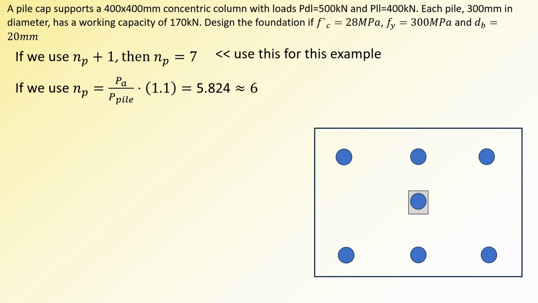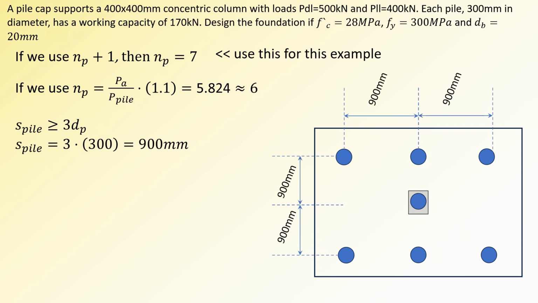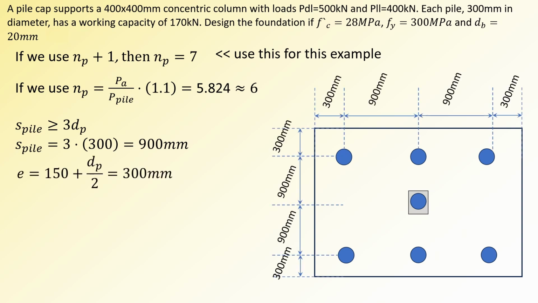This layout must consider both the minimum spacing between piles and the minimum edge distance. In this example, we'll use a spacing of 3 times the pile diameter and a clear edge distance of 150 millimeters. Note that the final dimension can be increased depending on the other requirements, as we have just complied with the minimum requirements. For this example, we will retain the computed pile cap dimension.